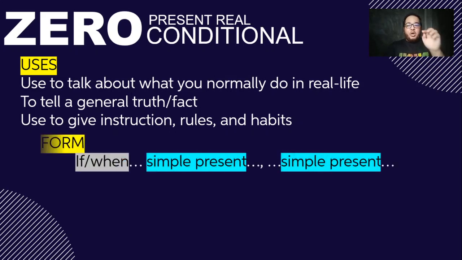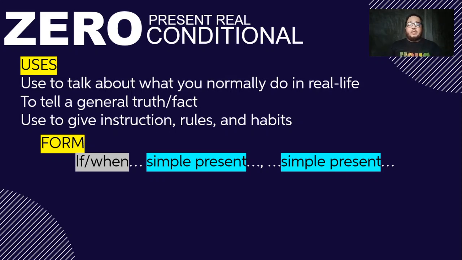In terms of form, because this is a present real conditional, it makes use of the simple present tense of the verb both in the if clause and in the main clause. We have the pattern if, or you can also make use of when.